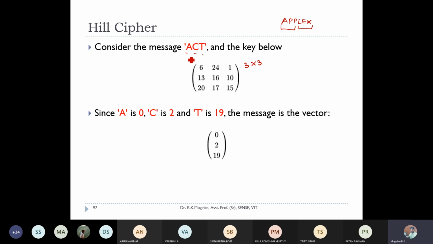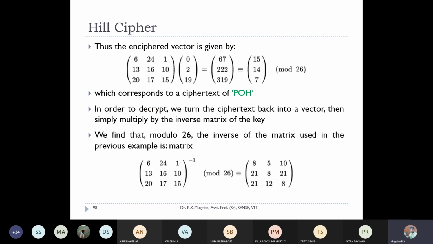Now you'll see this is the key they have given, and this is the plain text A, C, and T. The positional values of A is 0, C is 2, and T is 19. So I'll get a column matrix, or a vector, as 0, 2, and 19. Here, how the encryption is done is, I take the key matrix and multiply it with the plain text matrix.